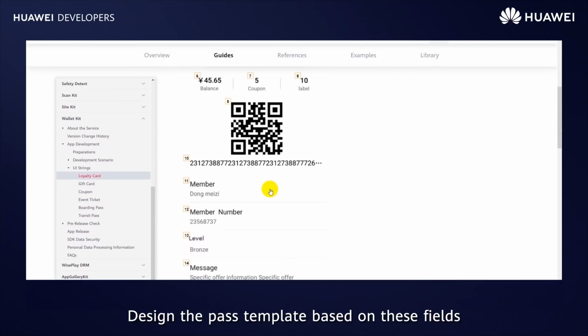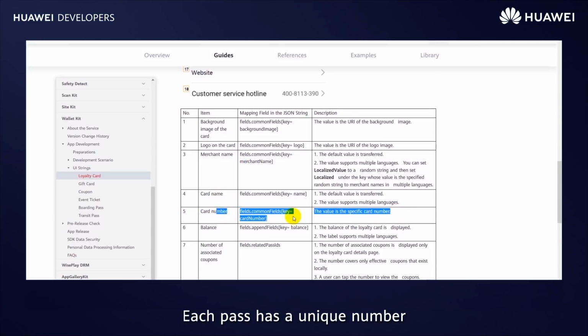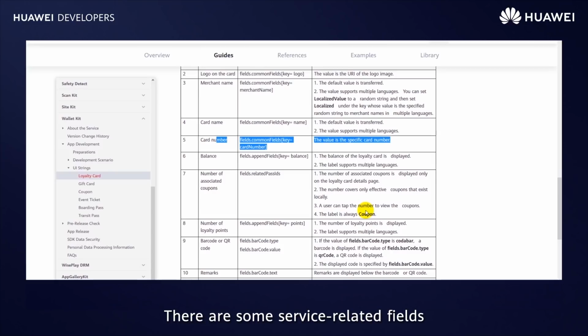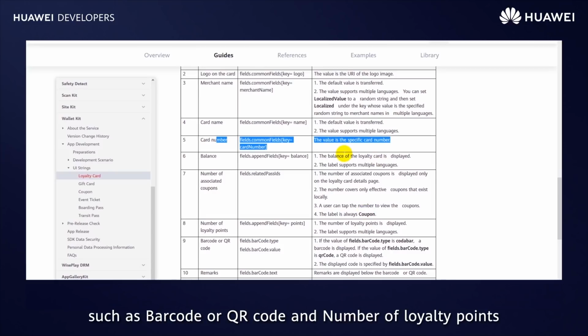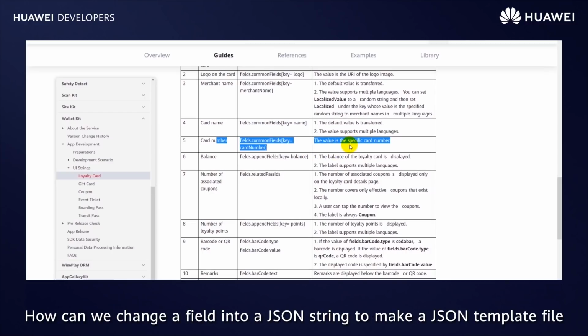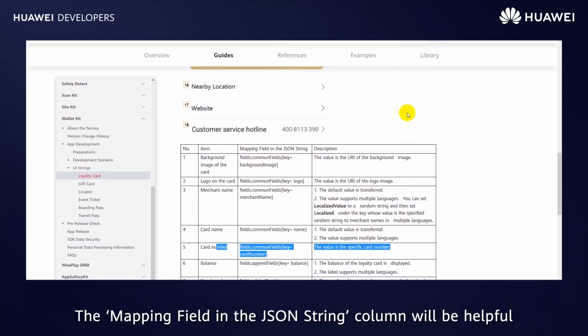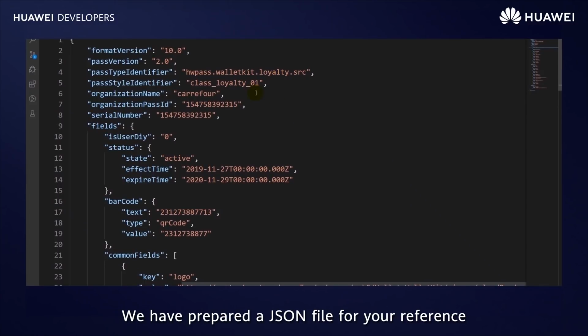Design the pass template based on these fields, including background image of the card, logo on the card, merchant name, card name, and card number. Each pass has a unique number. There are some service-related fields, such as barcode or QR code and number of loyalty points. How can we change the file into a JSON string? To make a JSON template file, the mapping file in the JSON string column will be helpful. We have prepared a JSON file for your reference.